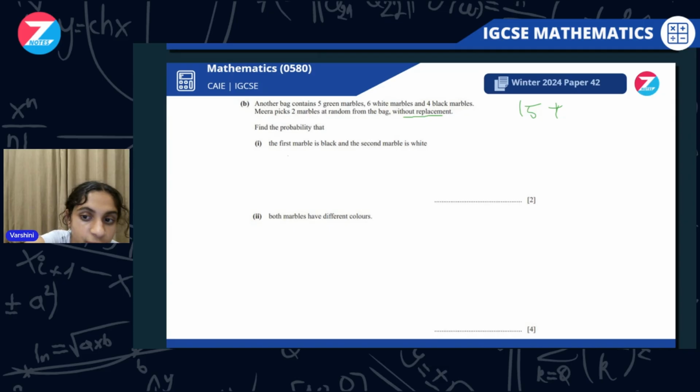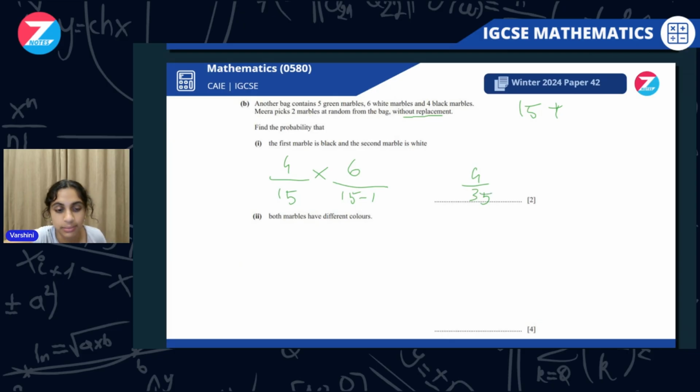So now let's find the probability that the first marble is black and the second marble is white. So that's going to be 4 by 15 into, remember, because it's going to be and, not or. So for and, it's always into. So and the probability the second marble is white. There are still 6 white marbles left. So it'll be 6 by, but now the total is going to be 15 minus 1 because there's 1 marble gone, so that's going to be 14. So that'll be 4 divided by 15 into 6 divided by 14. And you'll get 4 by 35.